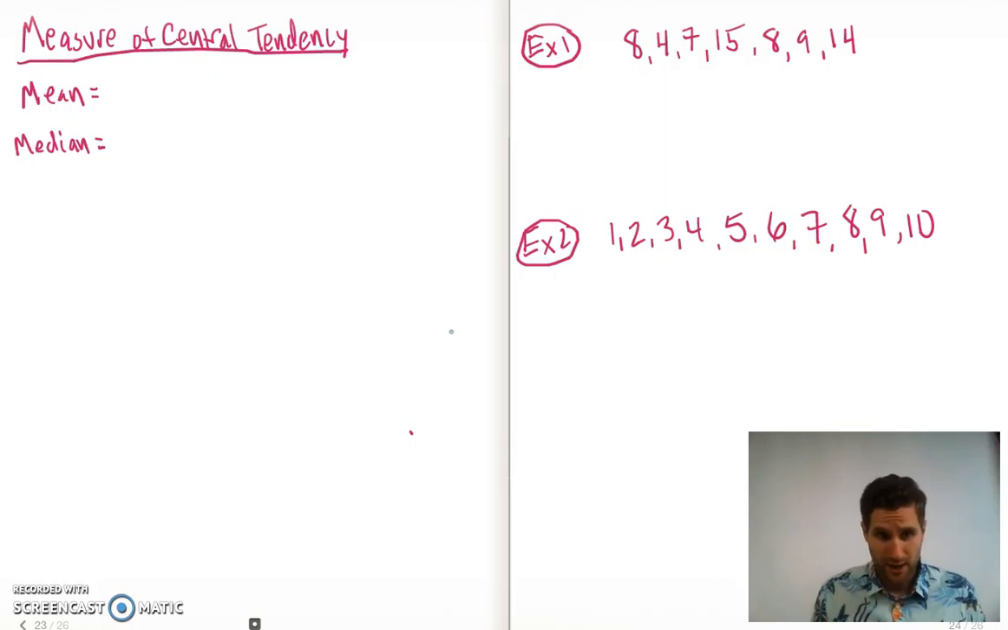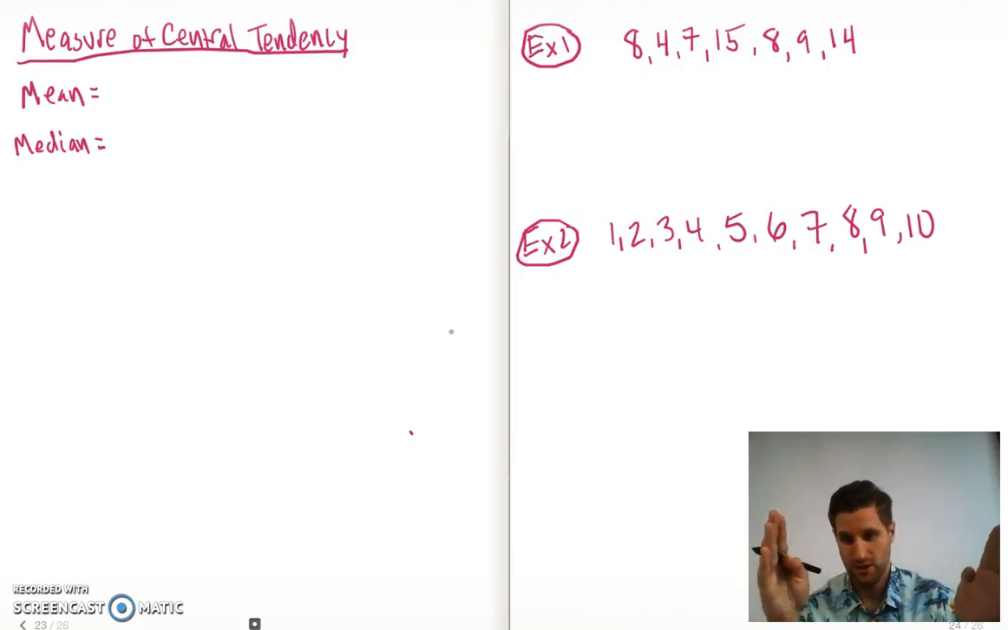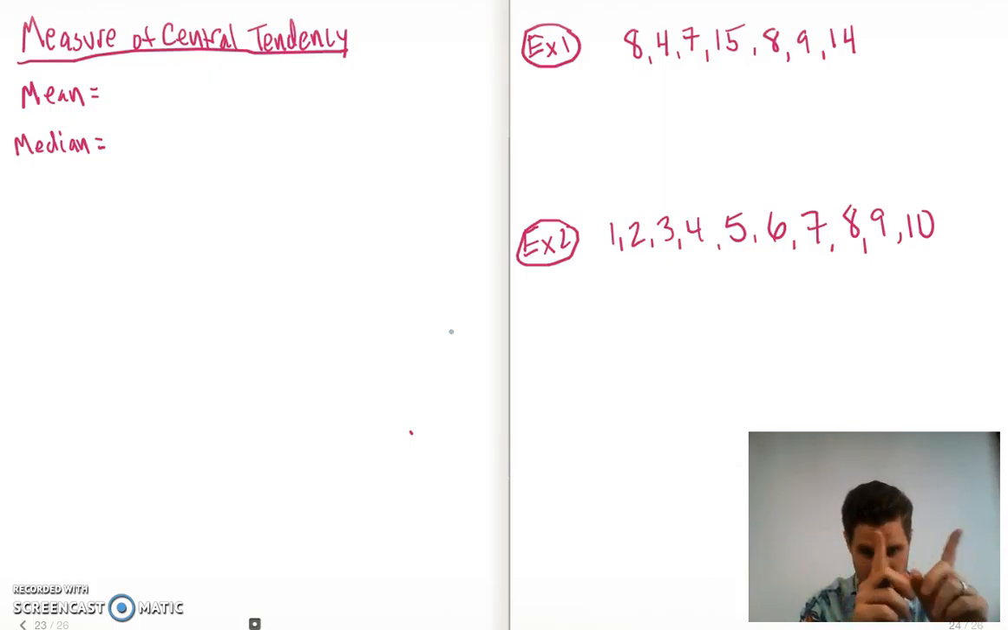So let's get to it. Measures of central tendency. So we're talking about how we can measure the center of a data set. So we have a data set, a full set of data, and we want to measure the center. We have two things to do that: a mean and a median.